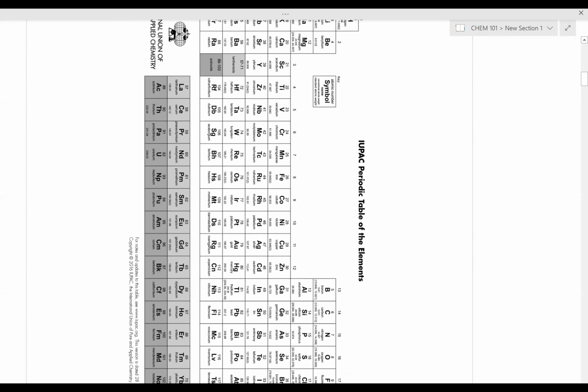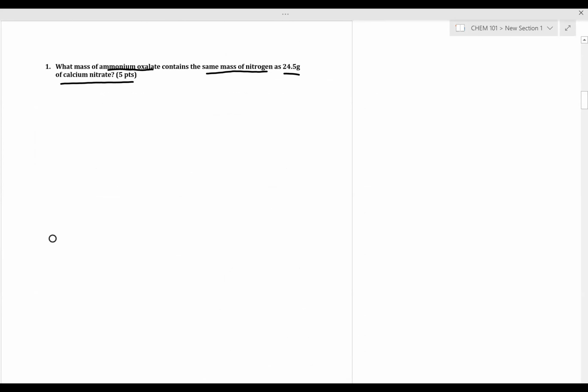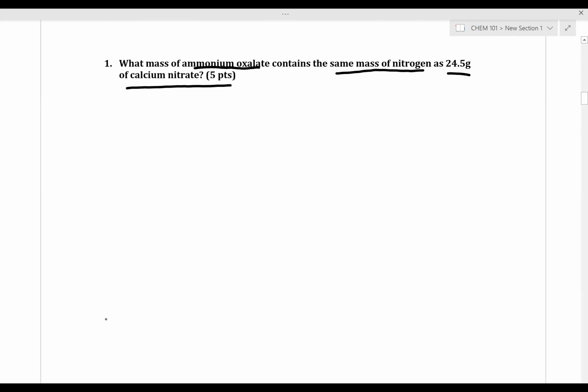Okay, perfect. So let's get started with our review of the exam 2 practice exam for Chem 101. We're provided a periodic table, but let's start delving into the questions. In the first question, we're asked, what mass of ammonium oxalate contains the same mass of nitrogen as 24.5 grams of calcium nitrate? Our first order of business is to write out the formula.